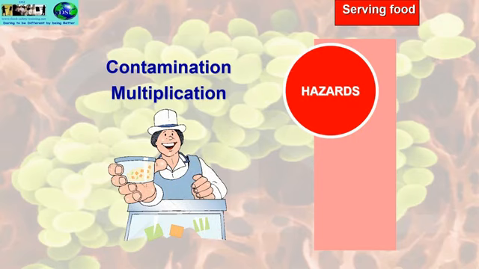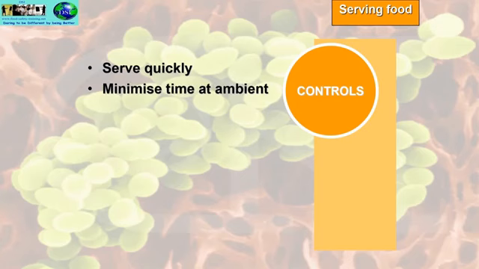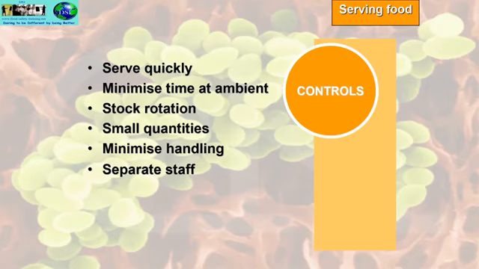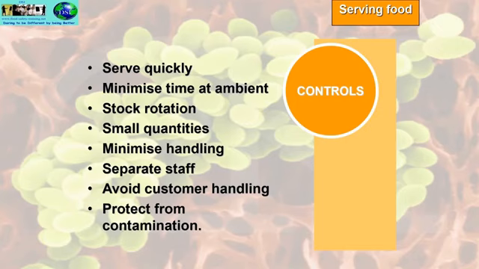Serving food, contamination and multiplication. So we control that by serving quickly. So producing food and serving it as quickly to service as it has been produced, rather than keeping it hanging about. Minimize time at ambient temperature. Use good stock rotation. Small quantities. Minimize handling. Use separate staff for different processes. And avoid customer handling. And protect from contamination.